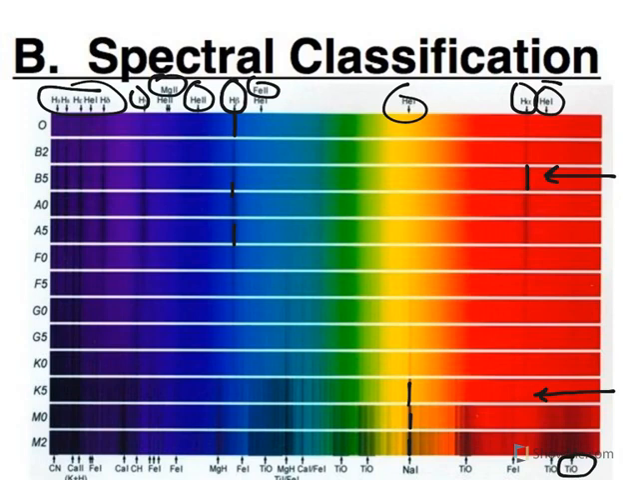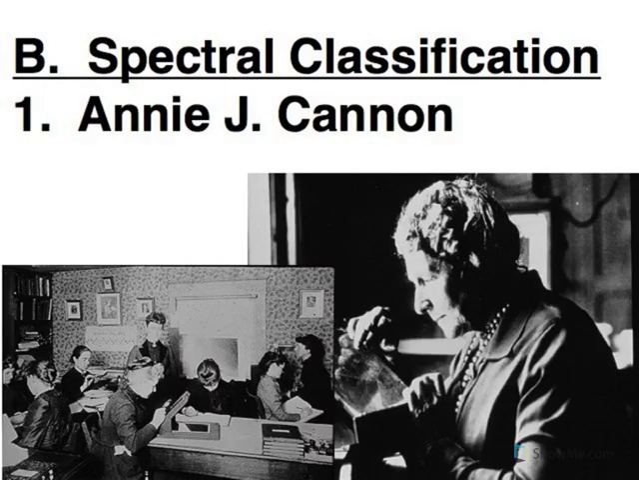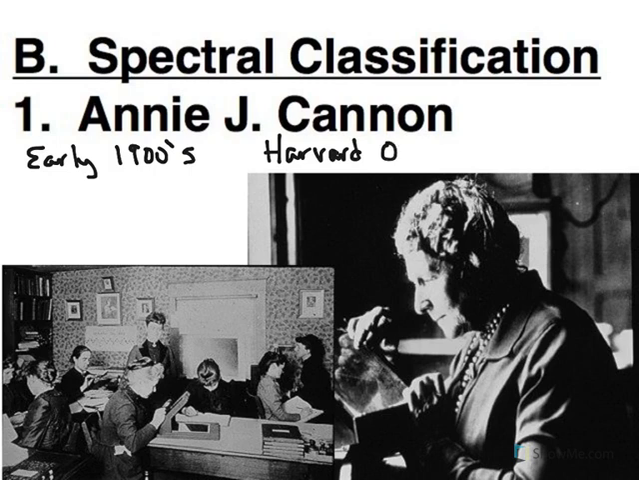It turns out that we can use these lines to classify the stars. The first person to do this was a man named William Pickering, and he did it based solely on how many lines. But one of the women who worked for him, Annie Cannon, changed that. This was in the early 1900s, at the Harvard Observatory, and William Pickering was the director of the observatory.